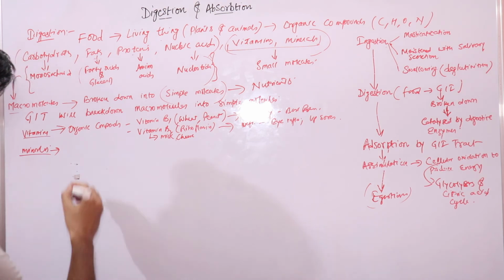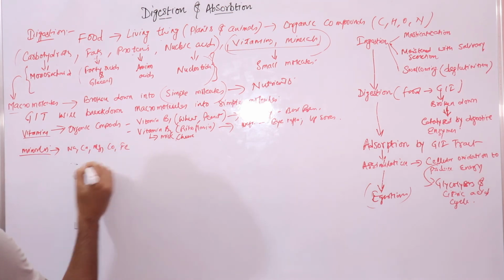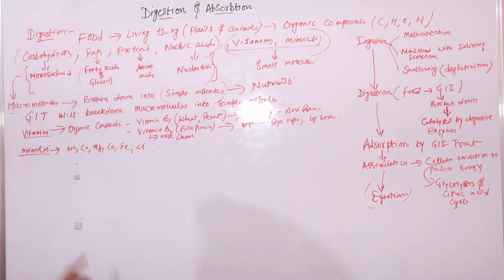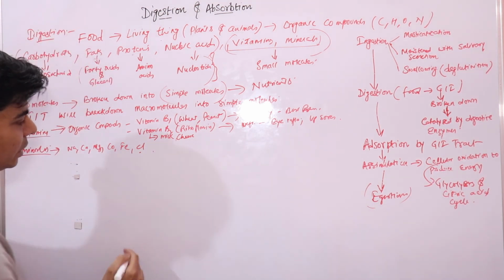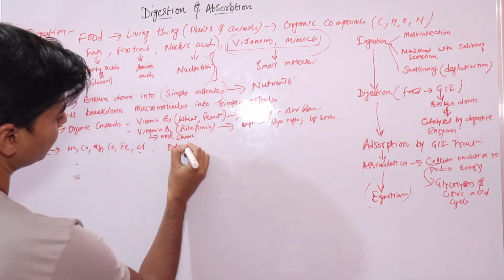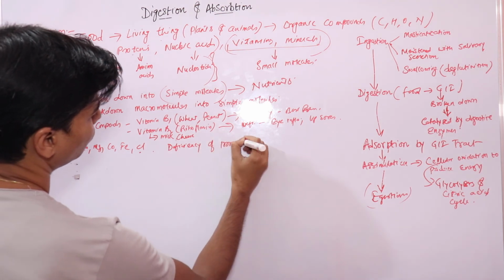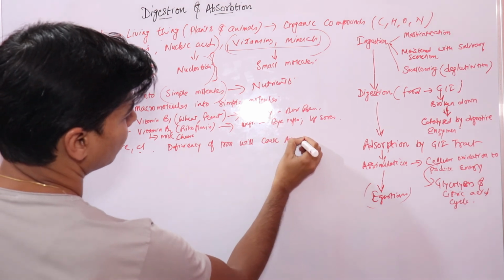Similarly, minerals are sodium, calcium, magnesium, cobalt, iron. All these metals are minerals. Chlorine, all these are minerals, and we need minerals in our daily diet. These are important. And the deficiency of minerals again will cause human diseases. For example, deficiency of iron will cause, we know, anemia.